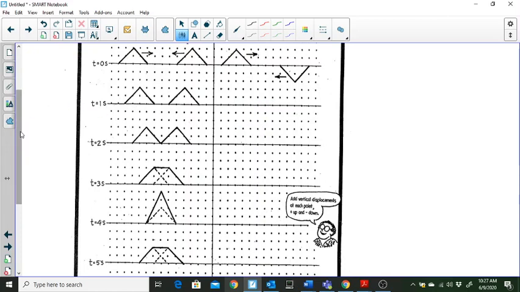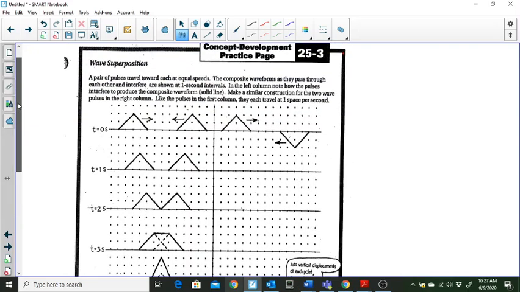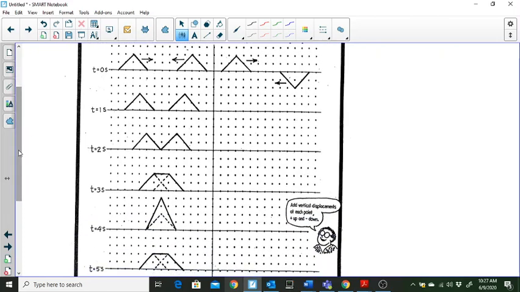All right, so on this worksheet, we're talking about wave superposition. And we're talking about how waves interact when they're traveling along a medium. The whole point about waves is that waves can travel through each other, that waves represent the transmission of energy, not the transmission of matter.